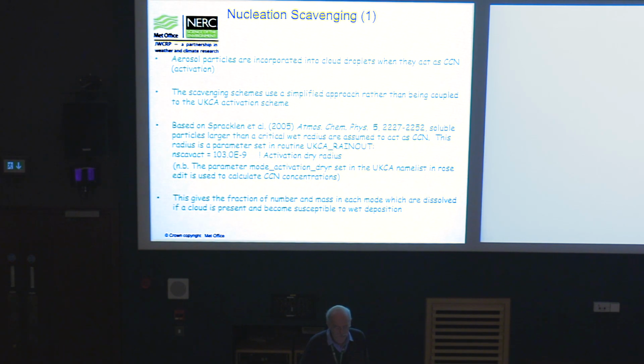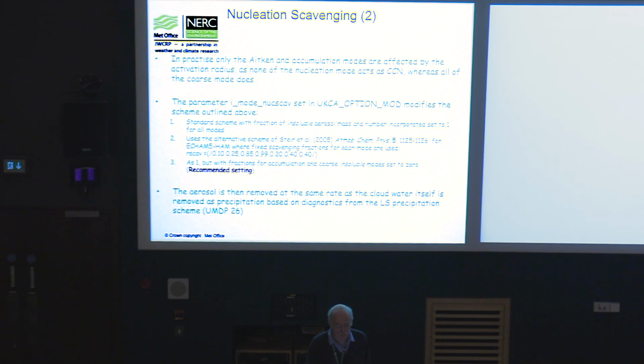And this then gives the fraction of number and mass in each mode which are dissolved if the cloud is present and becomes susceptible to wet deposition. In practice, only the Aitken and accumulation modes are affected by the activation radius, as none of the nucleation mode can act as CCN, whereas all of the coarse mode does.